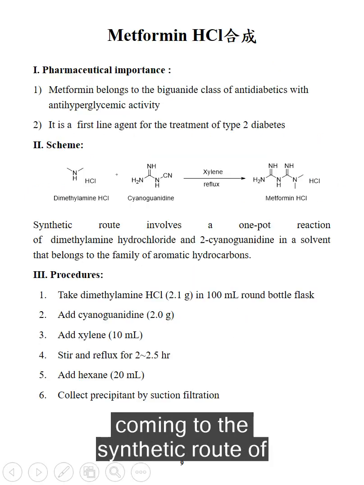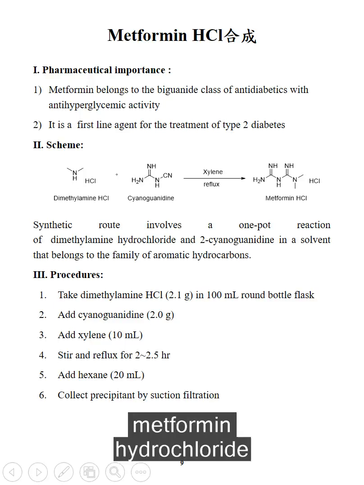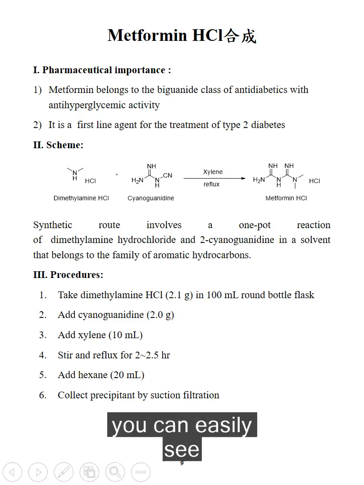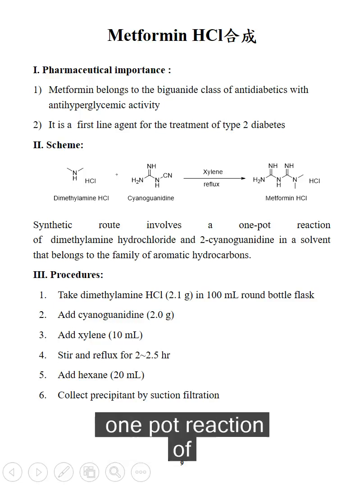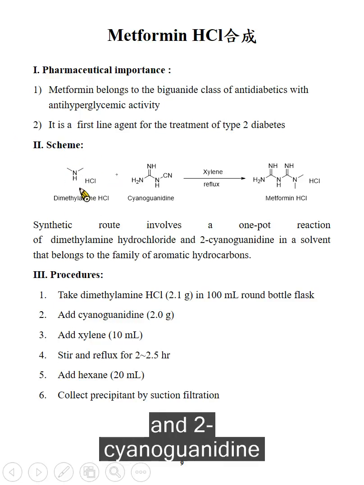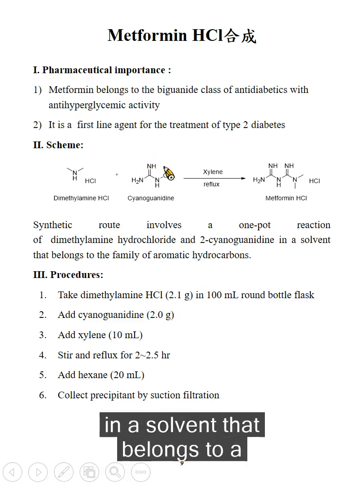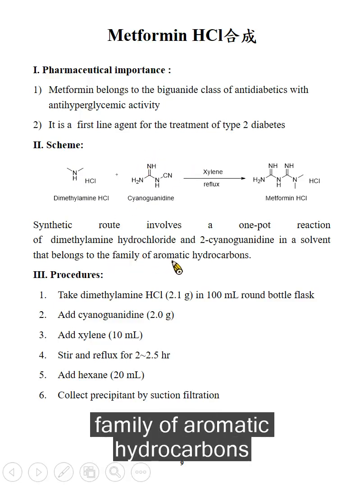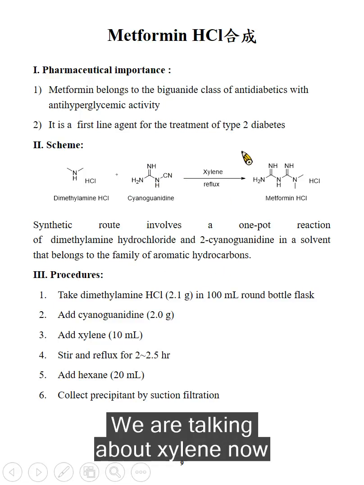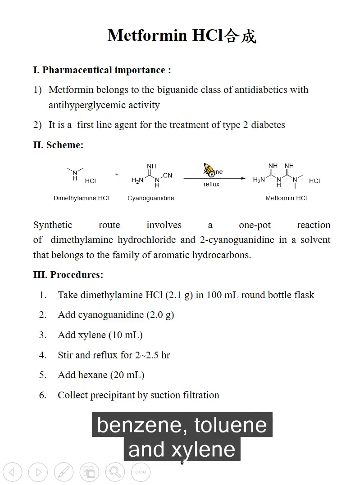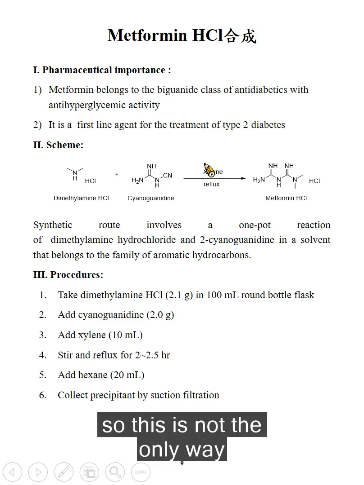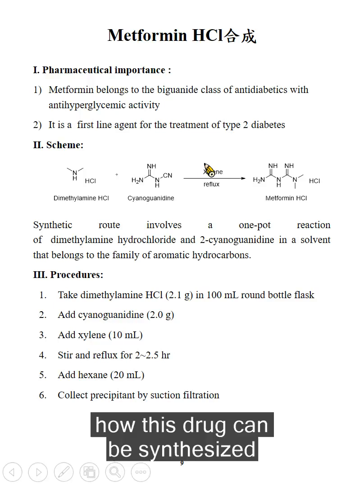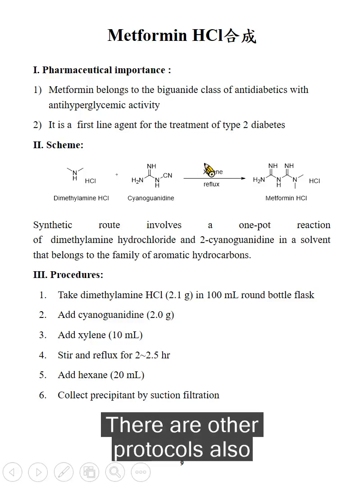form. Coming to the synthetic route of metformin hydrochloride, you can easily see that the synthetic route involves a one-pot reaction of dimethylamine hydrochloride and 2-cyanoguanidine in a solvent that belongs to a family of aromatic hydrocarbons. We are talking about xylene. Now, benzene, toluene, xylene, they all belong to the family of aromatic hydrocarbons. So, this is not the only way how this drug can be synthesized. There are other protocols also.